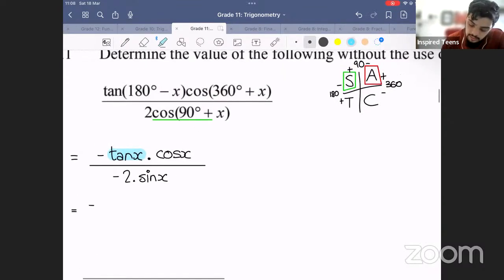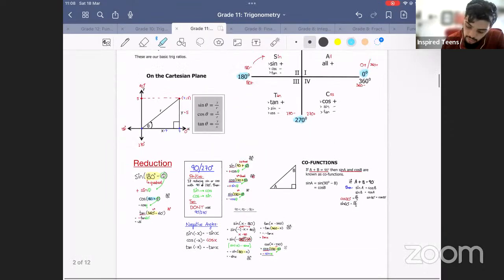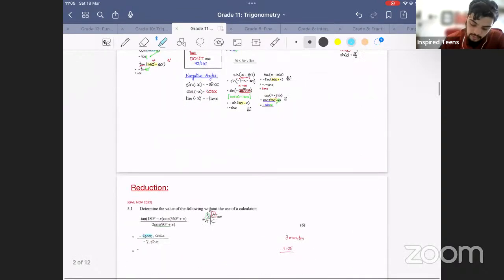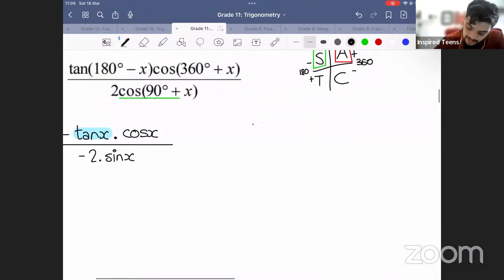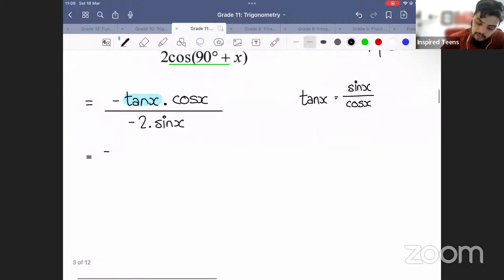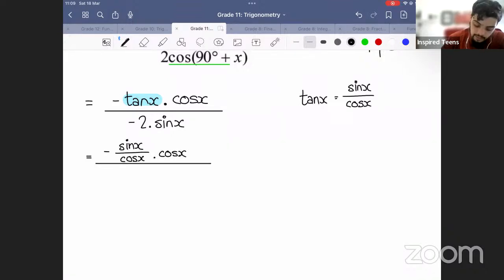Tangent can be written as... I don't think we've done that at all. It's only in identities. But what you should know is that tangent x, or tangent anything, can be written as sine x over cos x. So this can be written as negative sine x over cos x, times cos x, all over negative 2 times sine x.